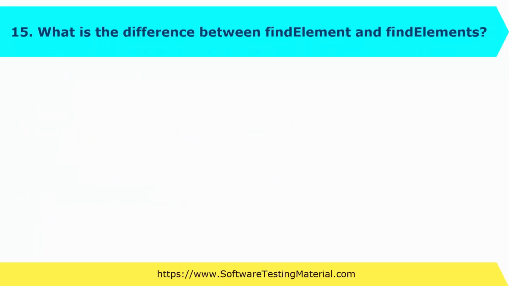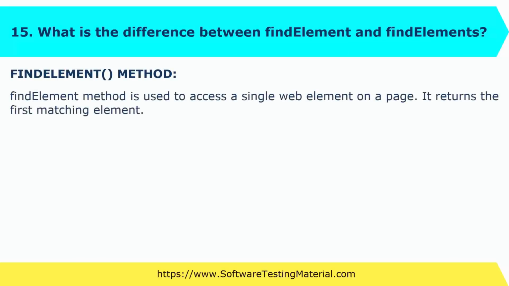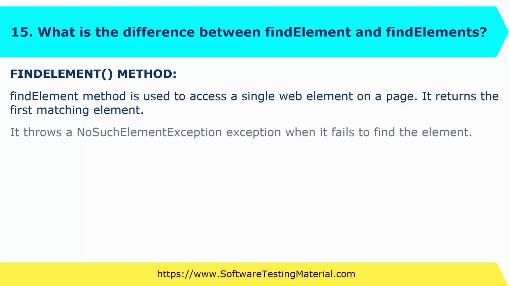What is the difference between findElement and findElements? FindElement method. FindElement method is used to access a single web element on a page. It returns the first matching element. It throws a no such element exception when it fails to find the element.